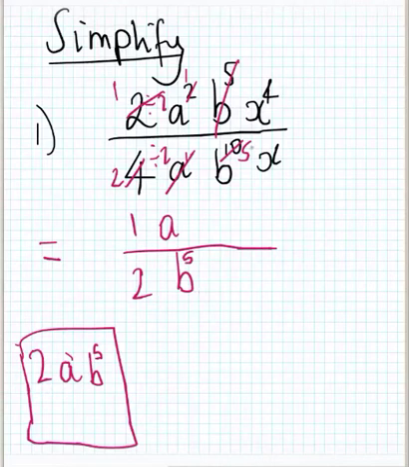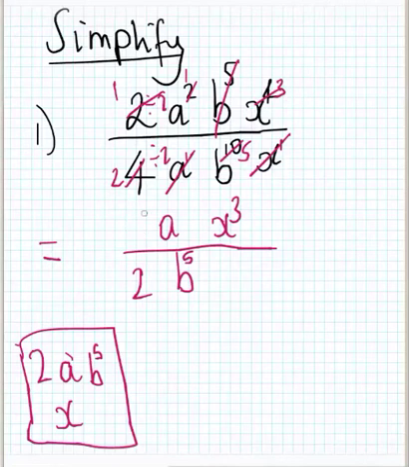And my last variable is an x. I have 4 x's on top and 1 on the bottom. So I can take away my smallest amount, take away 1x, okay? And 4 take away 1 is 3, and that sits on top. And that's how easy it is. My 1 here can be invisible, and that would be my final answer.